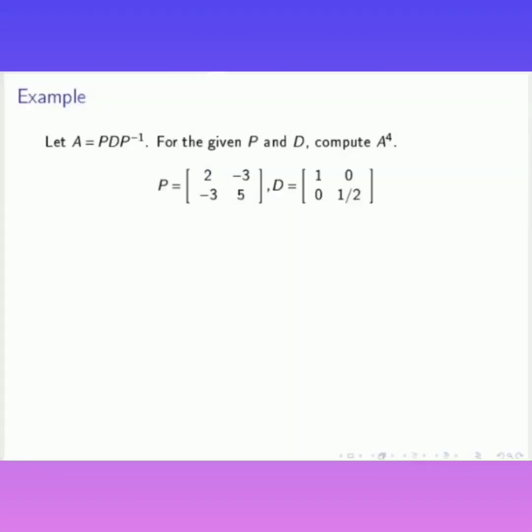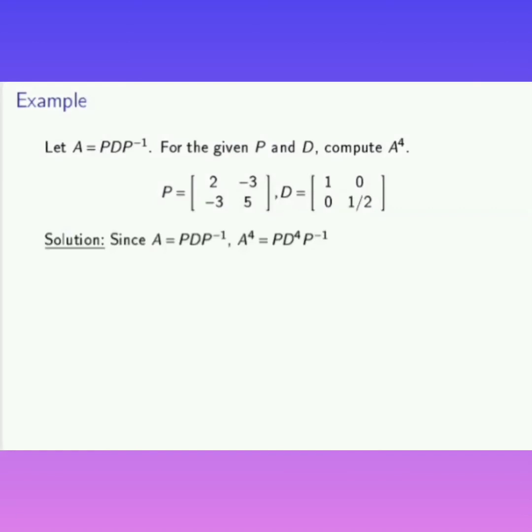Let A is equal to P D P inverse for the given P and D. Compute A power 4. P is equal to matrix of 2, minus 3, minus 3, 5. D is equal to 1, 0, 0, 1 by 2. Since A is equal to P D P inverse, A power 4 is equal to P D power 4 into P inverse.